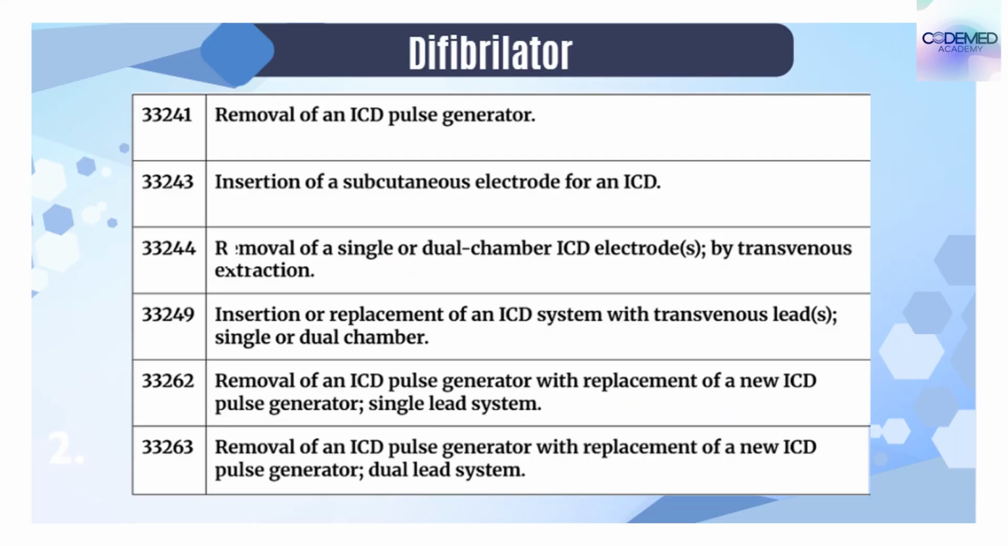So the codes for the defibrillator are from the 240 onwards, and if you study the codes, they are pretty simple. Removal of the pulse generator, then insertion of the electrode, and if you see these two codes here, the removal of the pulse generator with replacement. So there is no separate code for the removal and the replacement. So you need to read the code language very carefully to code it properly.